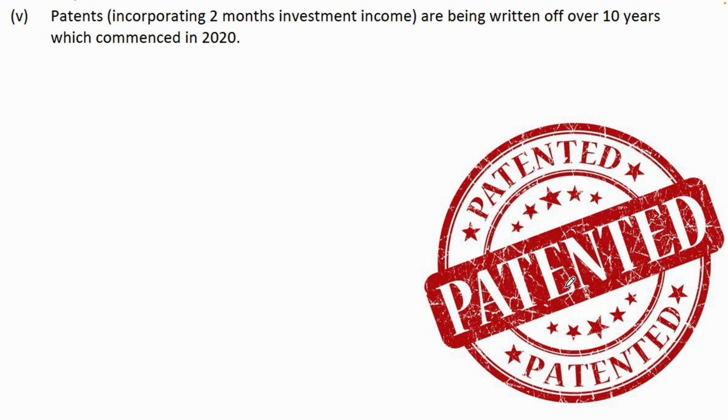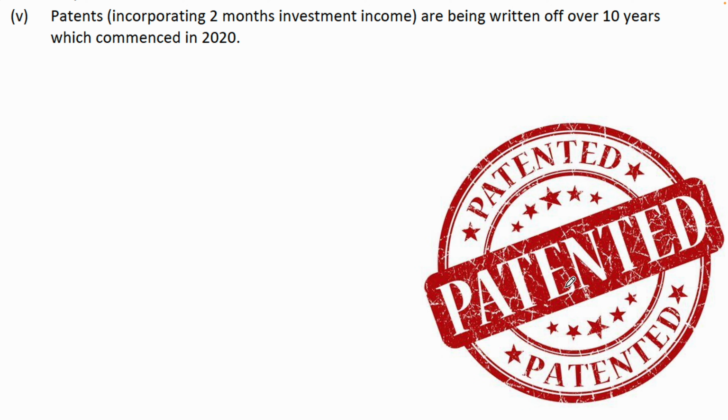Okay, number 5 then. So you've got patents incorporating 2 months investment income are being written off over 10 years, which commenced in 2020.